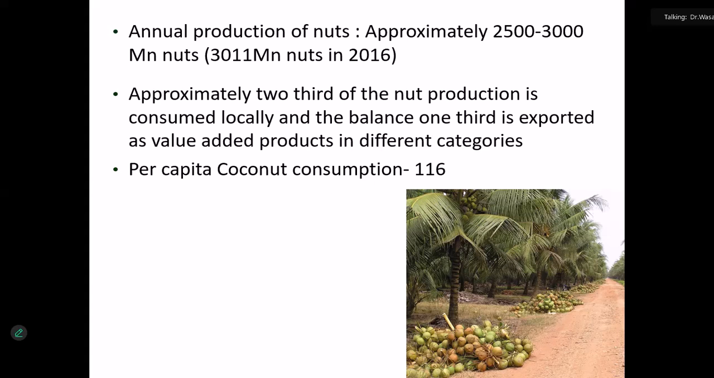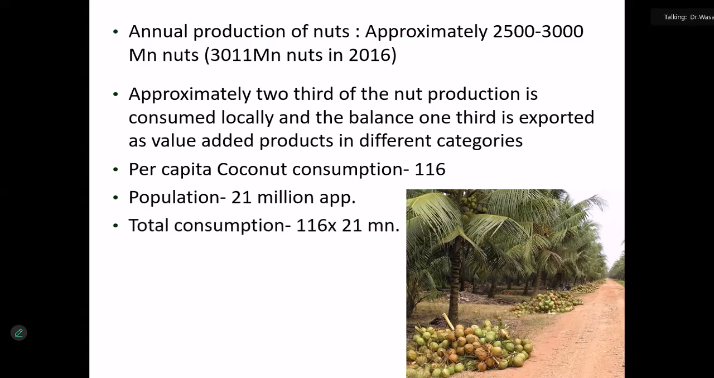Then what do we have to do? What is our population? 21 million. Then what is the total consumption? 116 into 21 million. One person consumes 116 and there are 21 million people. Therefore, total consumption is 116 into 21 million. The answer is 2,436 million. Now can you understand?